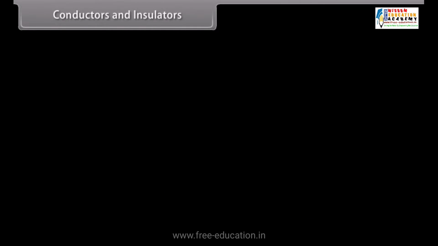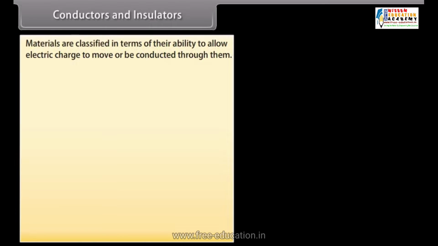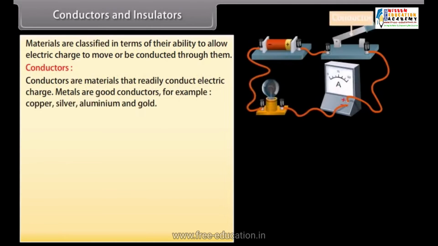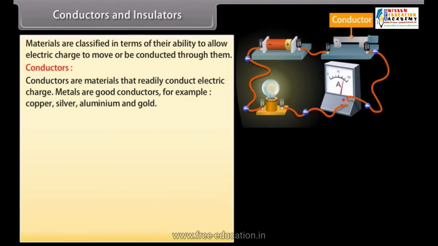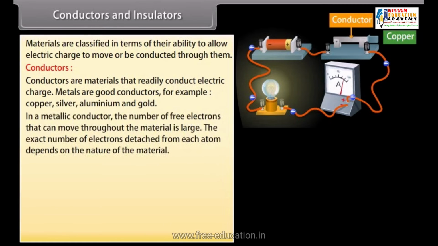Conductors and insulators. Materials are classified in terms of their ability to allow electric charge to move or be conducted through them. Conductors are materials that readily conduct electric charge. Metals are good conductors, for example, copper, silver, aluminium and gold. In a metallic conductor, the number of free electrons that can move throughout the material is large. The exact number of electrons detached from each atom depends on the nature of the material.